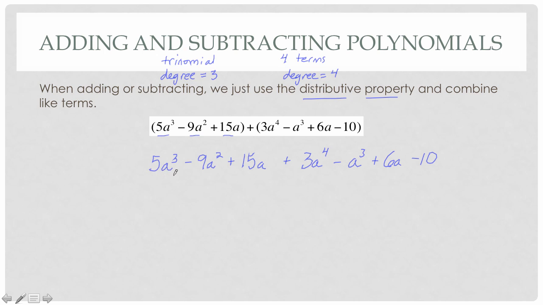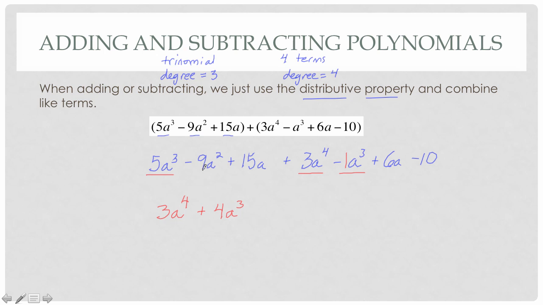So let's start with the largest exponent. I've got a to the 4th right here, but I don't have any other like terms, so I'm going to start off with 3a to the 4th. Now I'm going to look for the next largest one. There's a to the 3rd. So I got 5a to the 3rd minus 1a to the 3rd. I can put a 1 there. So all together, that makes 4a to the 3rd, and it's positive.